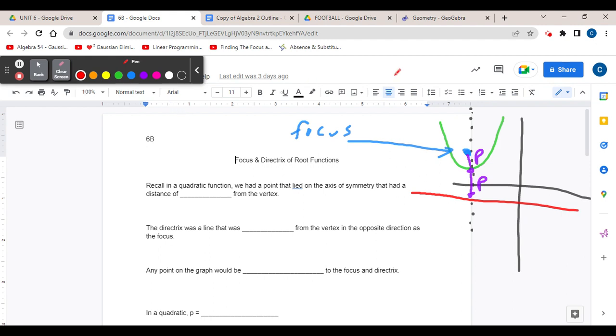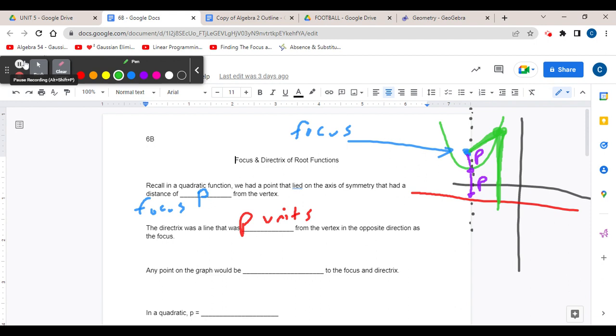So coming down to fill some of these notes out, we had a point that lied on the axis of symmetry that had a distance of P from the vertex. That was a focus. Okay. And the directrix was a line that was P units from the vertex in the opposite direction of the focus. Okay. Now, any point that's on this graph has the same distance to the focus as it does to the directrix. Okay. So this distance, I know it's not really drawn to scale, is the same as this distance right there.